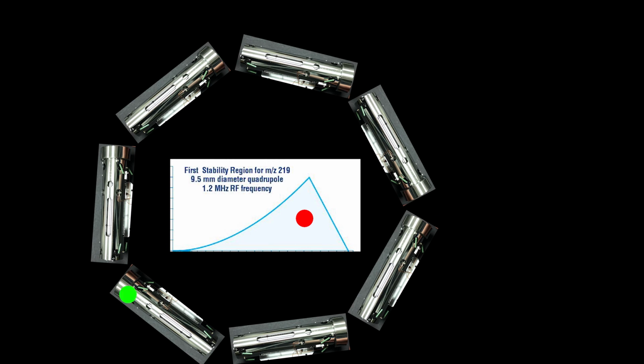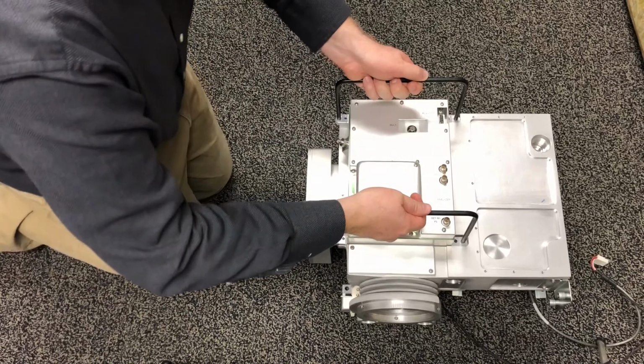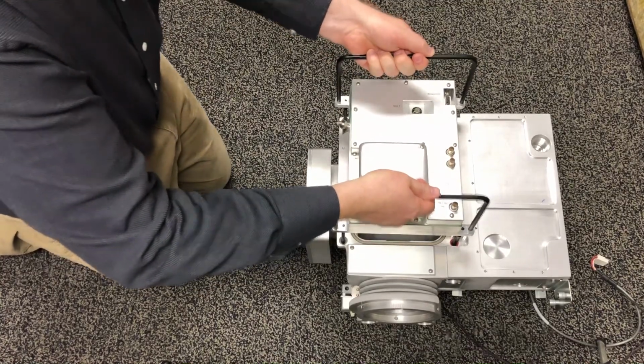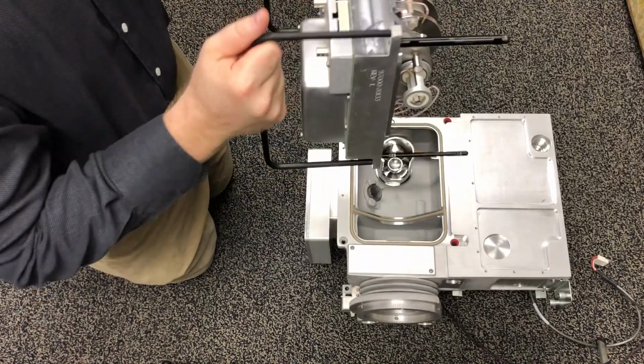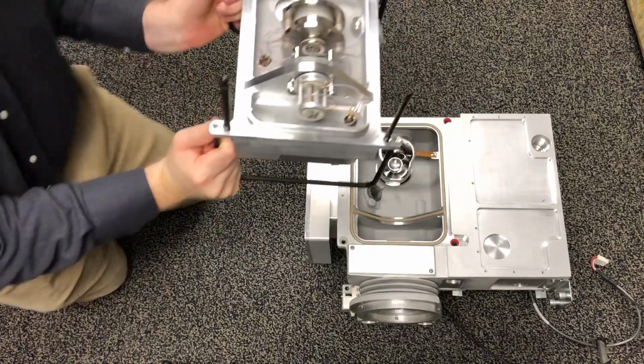And this is a really cool trick, because if we set all the quadrupoles to RF and DC voltages such that 219 is stable, this guy will race around and around, and we've trapped it. We've trapped 219. But if we switch our RF and DC voltage so that it's not stable, it will fly out. And this is the basis of the ion trap. Now the mass analyzer on our LCMS is an ion trap.